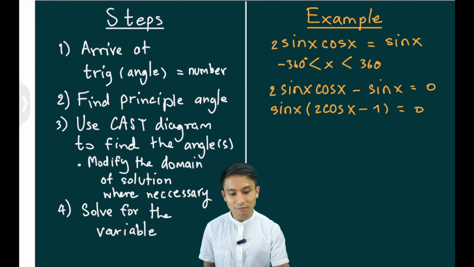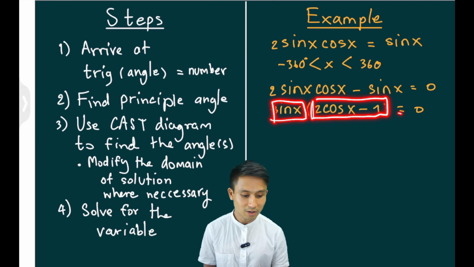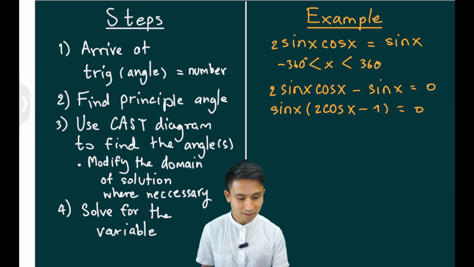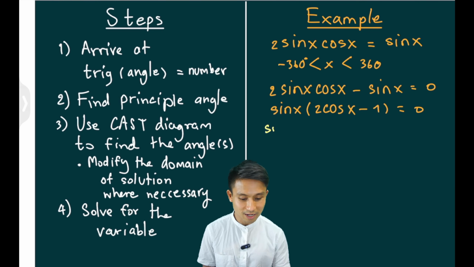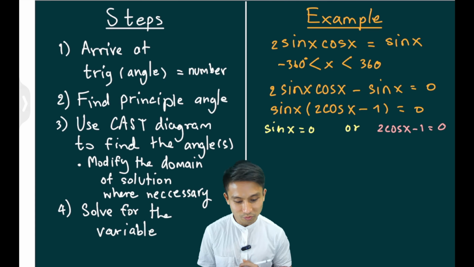Because this is in the form of some value multiplied by another value equaling 0, that means this can be 0 or this can be 0. So we're going to have two cases here. I'm going to write sine x being 0 or 2 cos x minus 1 being 0. Again, let's find the principal angle.